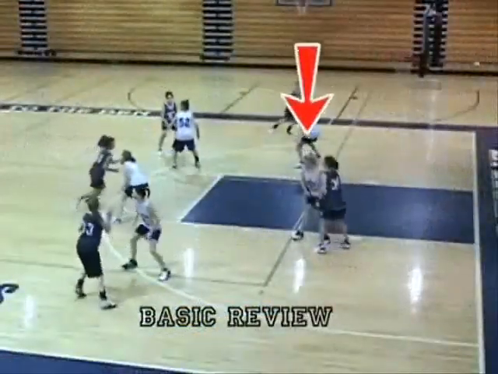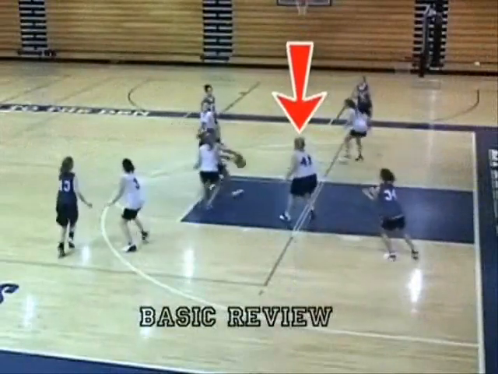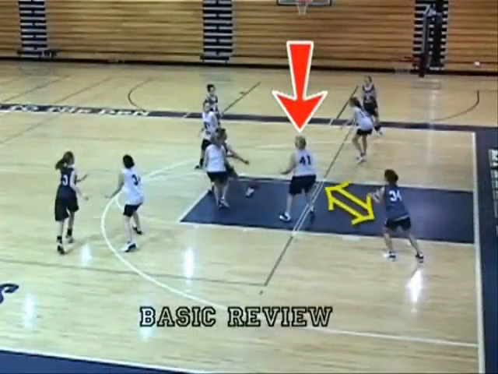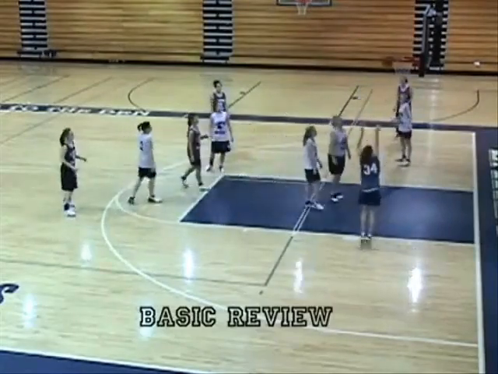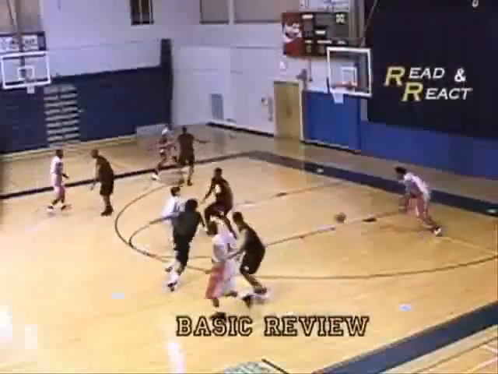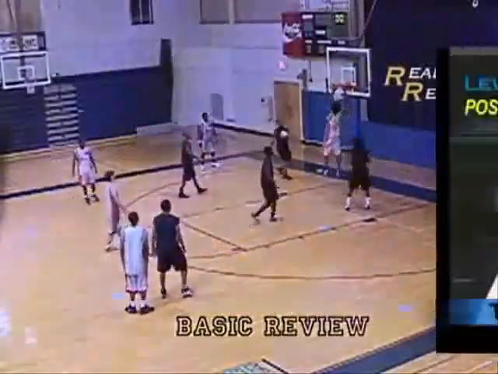If the post defender stays in the lane to stop the penetration, then the step down by the post creates space and separation from his defender. Catch and shoot the short 5-footer, or meet the bounce pass, step through, and get to the rim.